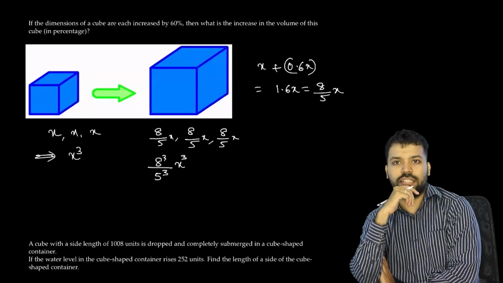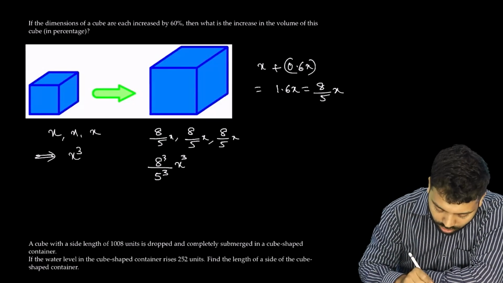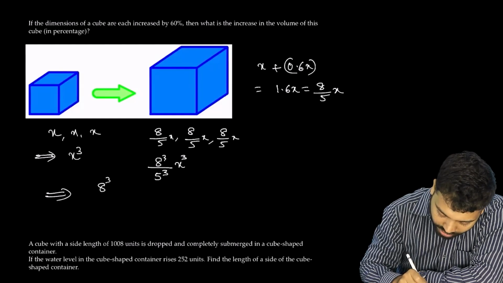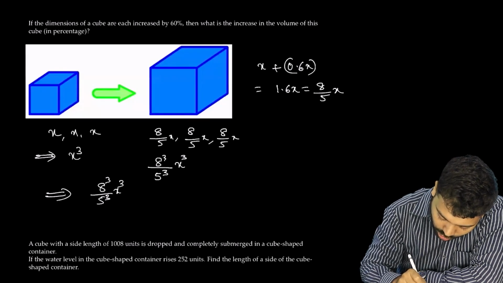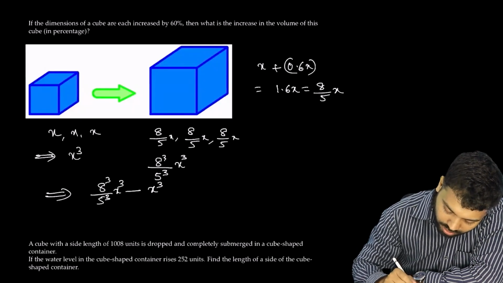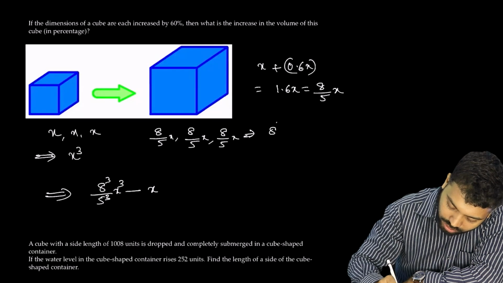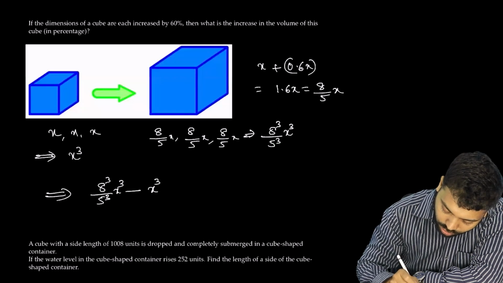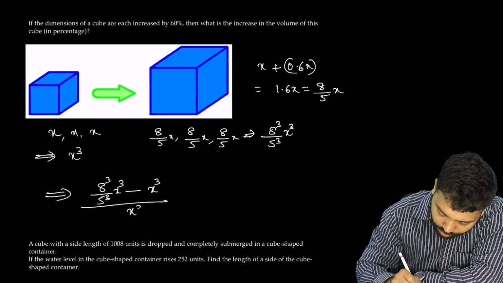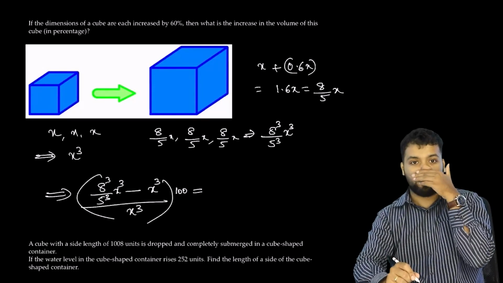How do you get percentage increase? New minus old by old into 100. Yes. So the new volume, which is 8 cube by 5 cube times x cube, minus the old volume, which is x cube, divided by x cube into 100 will give me the percentage. Can someone simplify this and tell me?